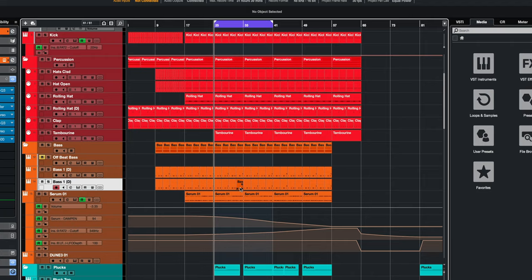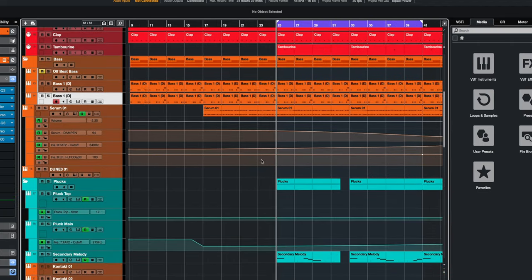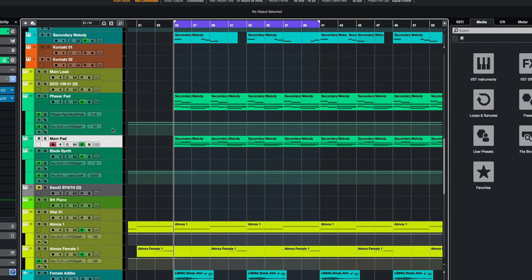And sound design choice is an absolute essential skill to have when you are a producer. So let's take another example down here. These two are complementing each other.